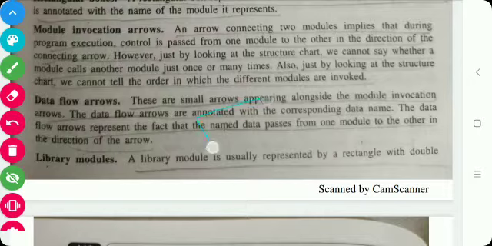Library module is given by the rectangle with double edges. Okay, so a library module is represented by a rectangle with double edges, and it is used to show a module which is frequently called. And next is the selection symbol.